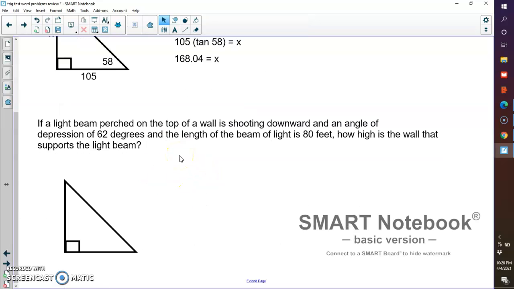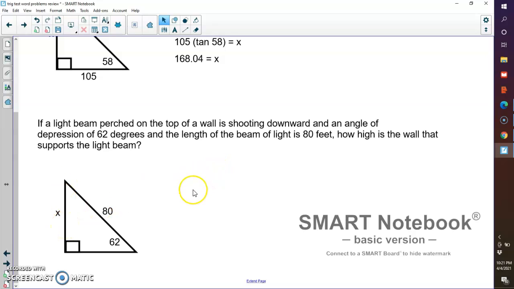Bottom one here, we have a light beam perched on the top of a wall shooting downward at an angle of depression of 62 degrees. So it should be 62 degrees down here. The length of the beam of light is 80. Think about it. I'm shooting the beam from somewhere up top here, and it's going down to a point. That represents the hypotenuse. If I want to know how high the wall is, I'm just putting my x there in terms of the line that forms a right angle with the ground.